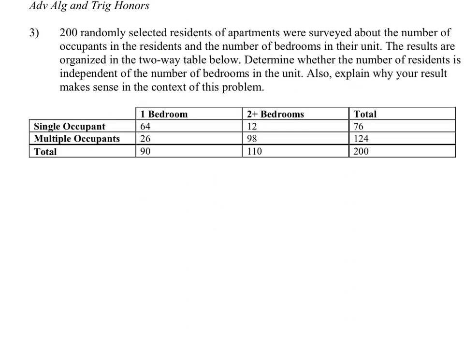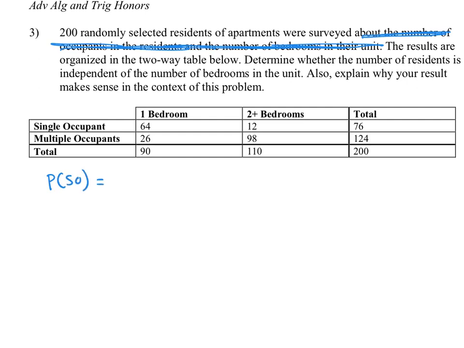In number 3, the wording is a little bit confusing, so let's take out part of the wording and then simplify this. 200 randomly selected residents of apartments were surveyed. The results are organized in the two-way table below. Determine whether the number of residents is independent of the number of bedrooms. For example, is the event that an apartment has a single occupant independent of the event that an apartment has 1 bedroom? To find out if these events are independent, let's find the probability that an apartment has a single occupant. We can call that the probability of SO.